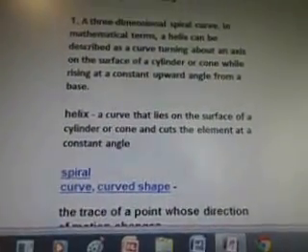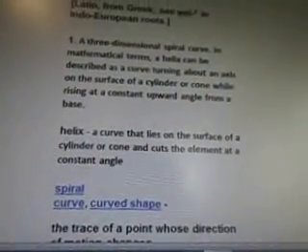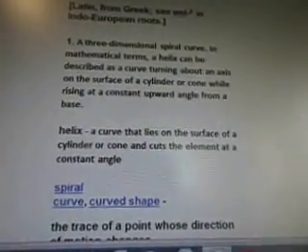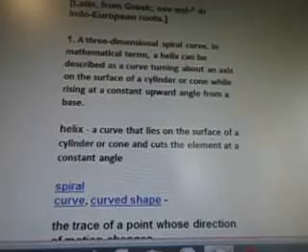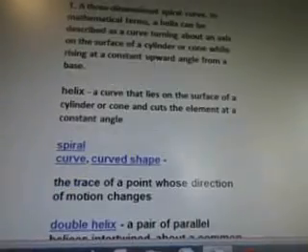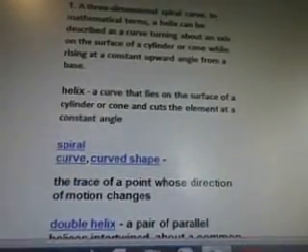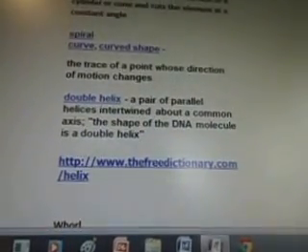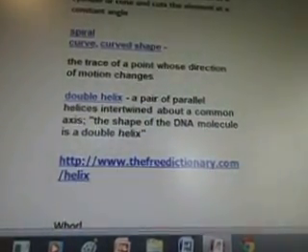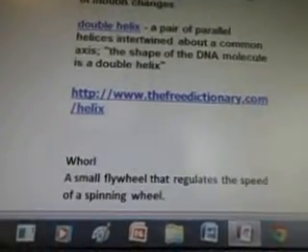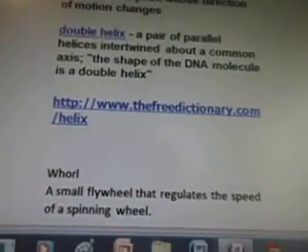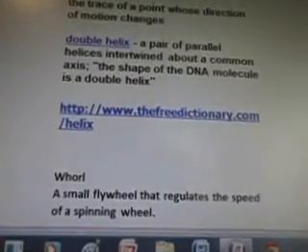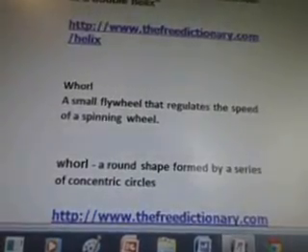A three-dimensional spiral curve. In mathematical terms, a helix can be described as a curve turning about an axis on the surface of a cylinder or cone while rising at a constant upward angle from a base. Helix, a curve that lies on the surface of a cylinder or cone and cuts the elements at a constant angle. A spiral curved shape is the trace of a point whose direction of motion changes, and double helix is a pair of parallel helices intertwined about a common axis. The shape of the DNA molecule is a double helix.